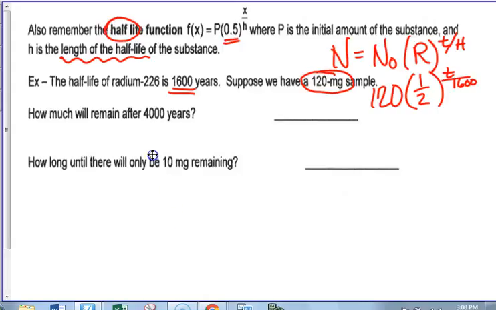Okay, what do we get to do for this first part? How much will remain after 4,000 years means T is 4,000, and we just get to do some typing, right? Everybody type this one in, because you need some crazy parentheses if you have an older calculator, because it's to the power of, and you need parentheses around that. Please make sure you get this answer. Otherwise, I need to talk to you about what's going on with your parentheses situation.